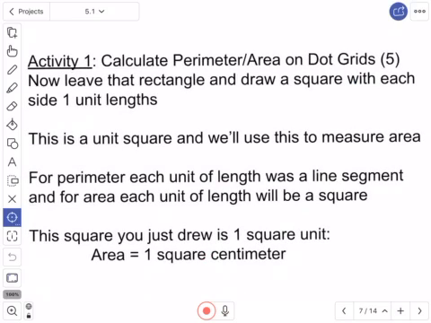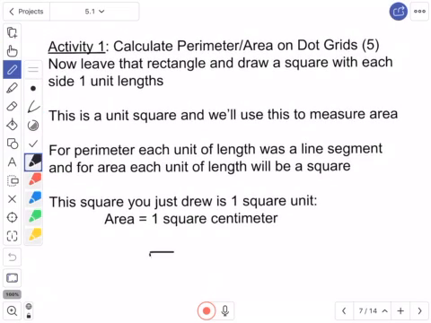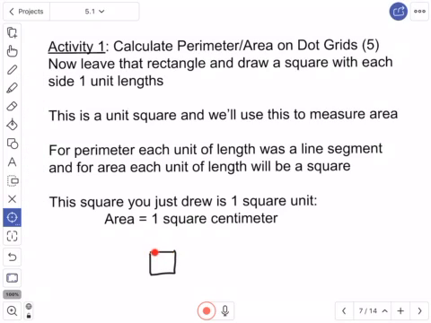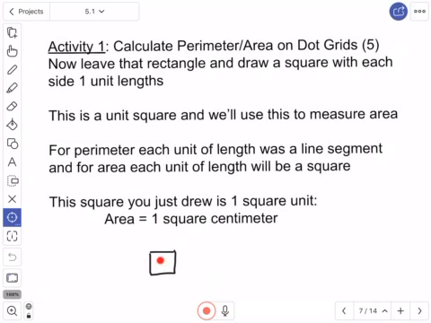Now, we're going to leave that rectangle and draw a square with each side 1 unit length. So I'm just going to draw a square. Okay, so this square just has 1 unit length on each side. This is a unit square, and we'll use this to measure area. For perimeter, each unit of length was a line segment, and for area, each unit of length will be a square. So when I was measuring perimeter, I was just looking at the lines. When I do area, I actually have to count squares. So areas are measured in square centimeters.